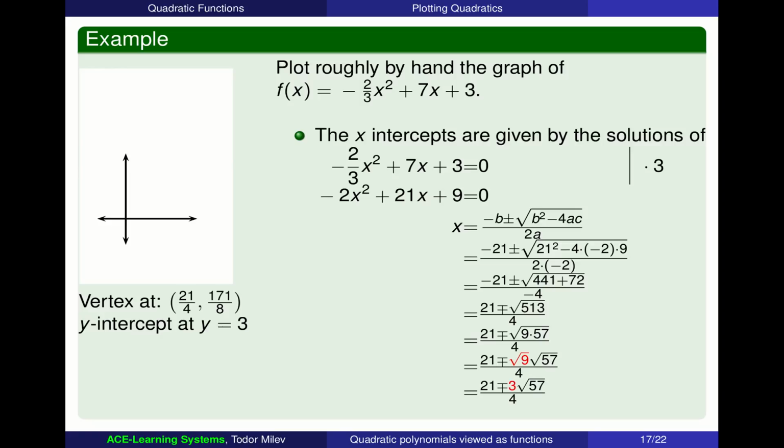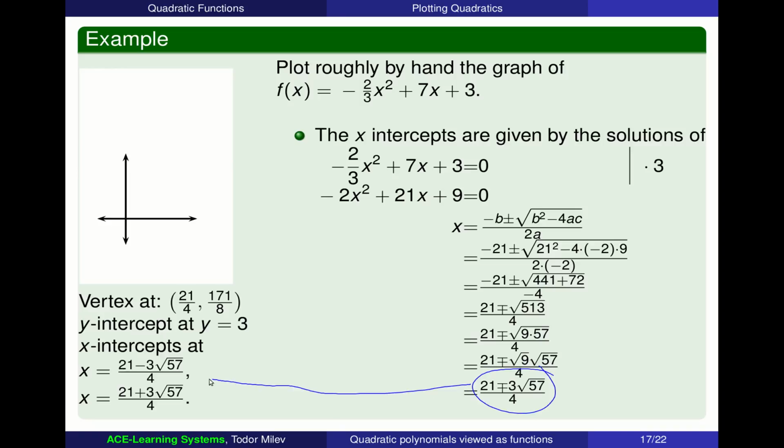So we have our x-intercepts. I have copied my x-intercepts here. Here's x1 and here's x2. All right.